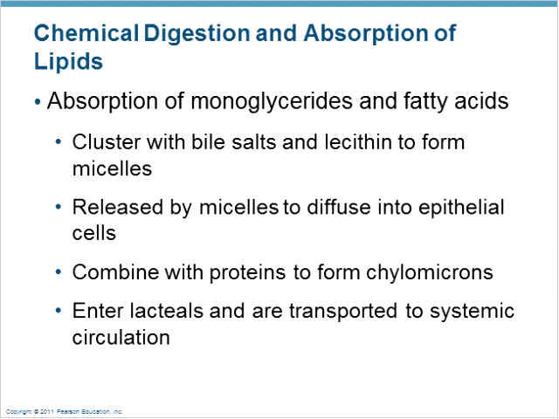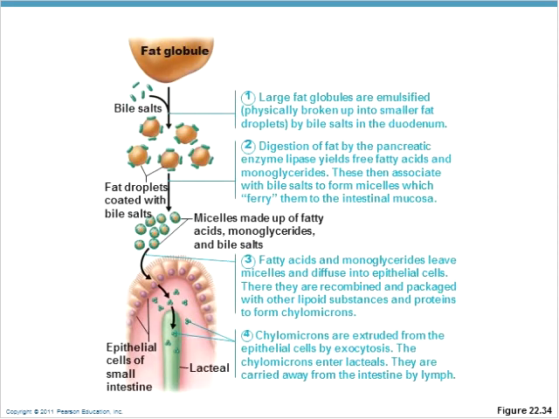The absorption of monoglycerides and fatty acids follows. They cluster with bile salts to form what are called micelles. They're released by micelles to fuse in the epithelial cells. They combine with proteins to form what are called chylomicrons. They enter the lacteals and are transported to the systemic circulation. Remember, lacteals are part of the lymphatic system. This takes you to that process, and you can see how those are broken down.